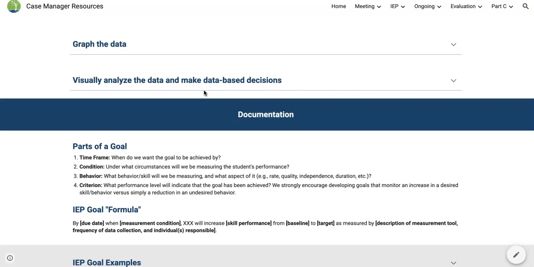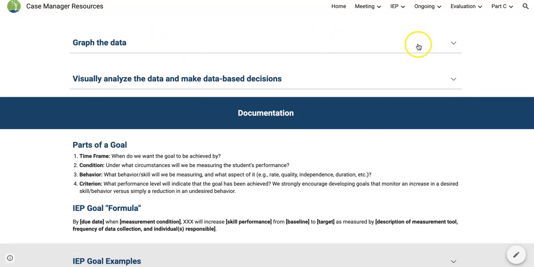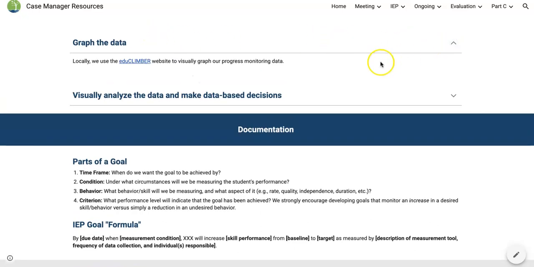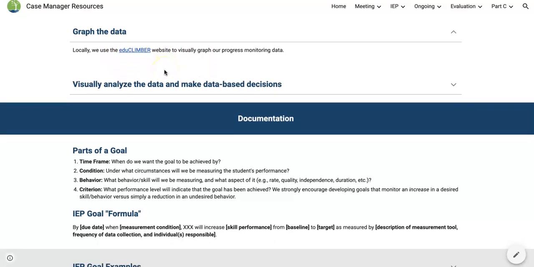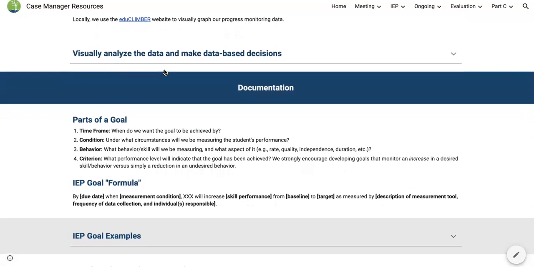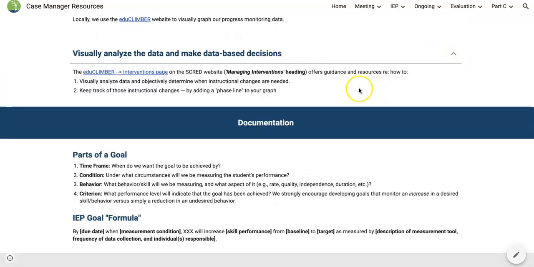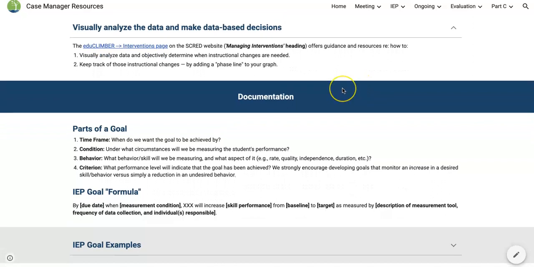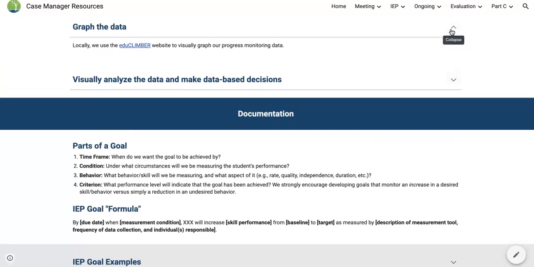Figuring out exactly how you're going to collect the data. Then you're going to want to graph the data. And this is where EduClimber comes in, and that's a whole other topic, but essentially walking through these components. And then lastly, working to visually analyze the data and make those data-based decisions. We'll get more into this specifically in some progress monitoring trainings and other opportunities, but in a nutshell, that's the things you need to think about when you are working on a goal.